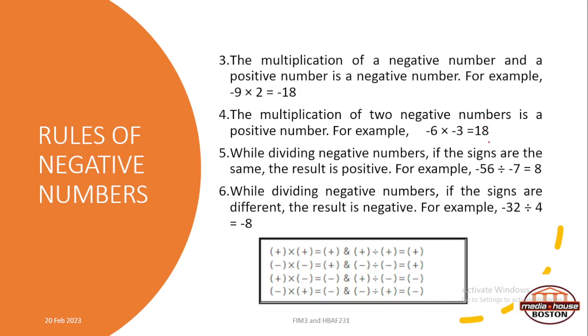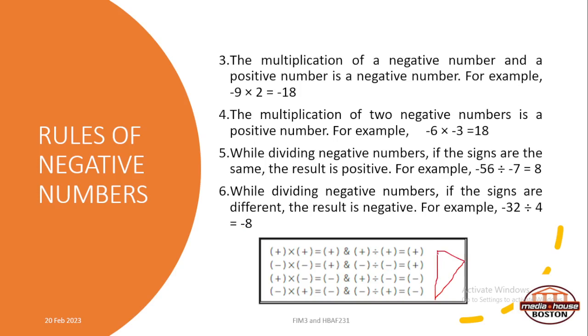a positive 48. Then while dividing negative numbers, if the signs are the same, the result is a positive number. For example, minus 56 divided by minus 7 will give us positive 8. The negative and the negative will turn to a positive. But if one is negative and one is positive, the final amount will be negative. So here's an example.